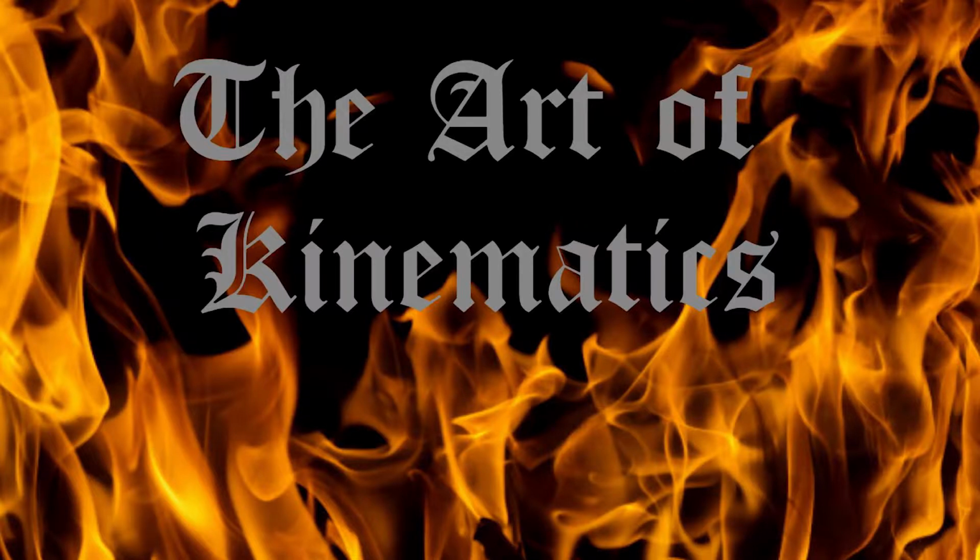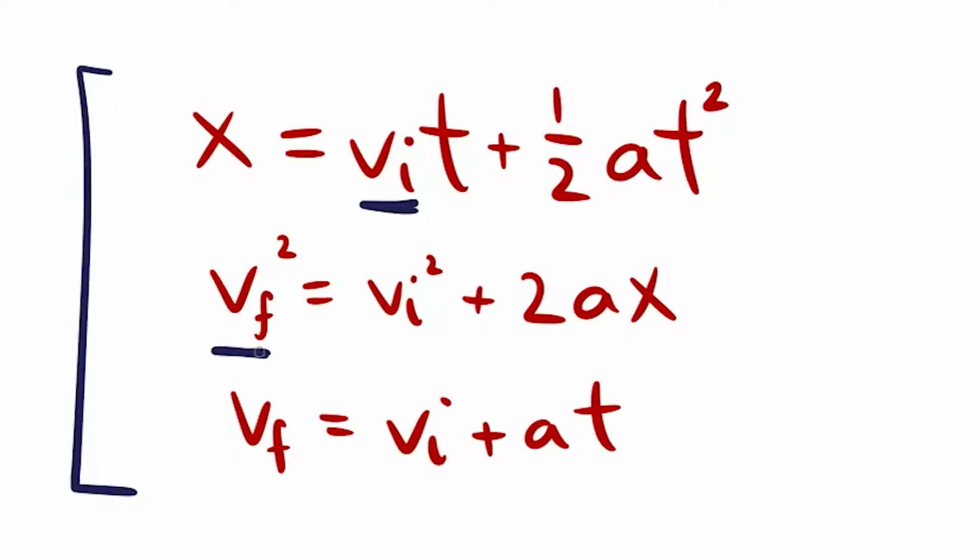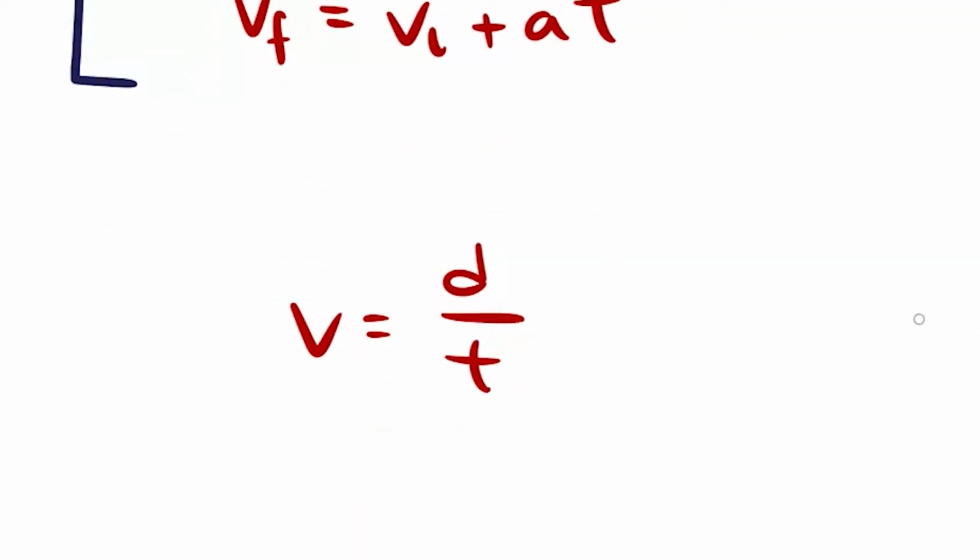2D kinematics is the movement of objects in the x and y direction, meaning that the object is moving vertically and horizontally at the same time. The three kinematic equations are the following, where Vi represents initial velocity, Vf represents final velocity, and a represents acceleration. Likewise, t represents time, delta x represents change in position or displacement. Another useful equation to know is the velocity equation, where v represents velocity, d represents displacement, and t represents time.